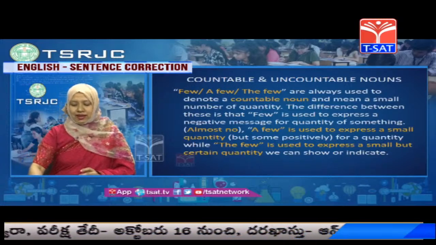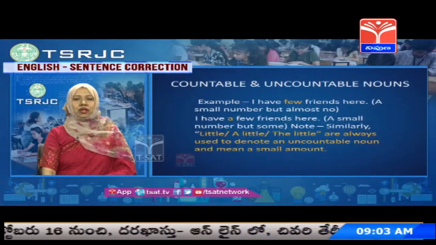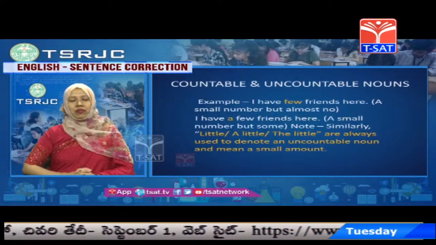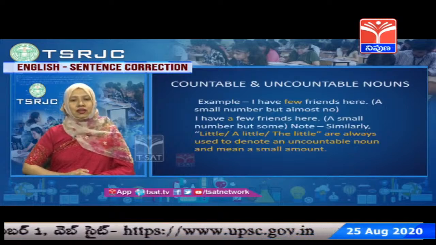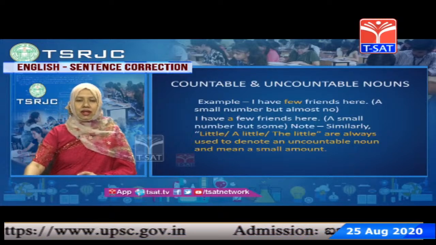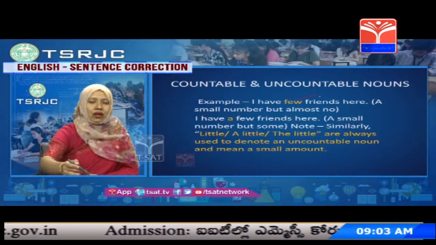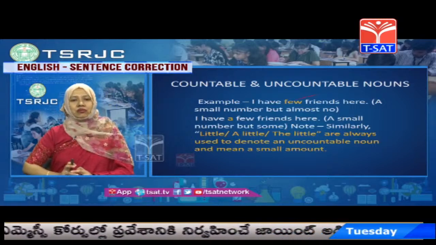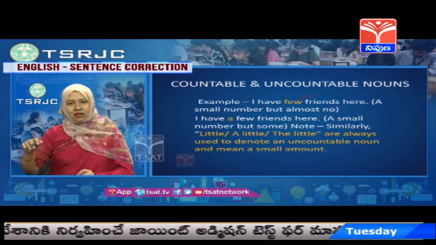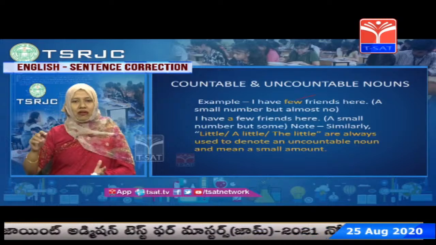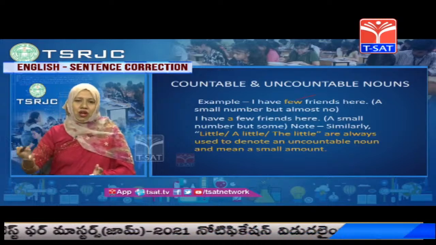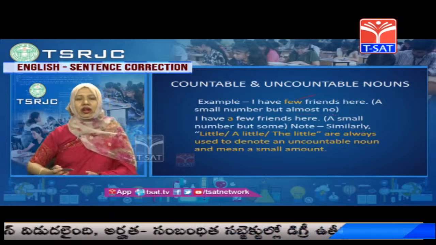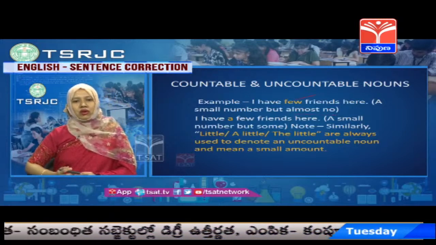So let us look at the examples, how to use countable and uncountable nouns. For example, I have few friends here. In this sentence, few refers to very less, negligible. In this place or in this class, I have few friends. That means 1 or 2 friends, which is equal to no, almost no, only 1 friend I have or 2.